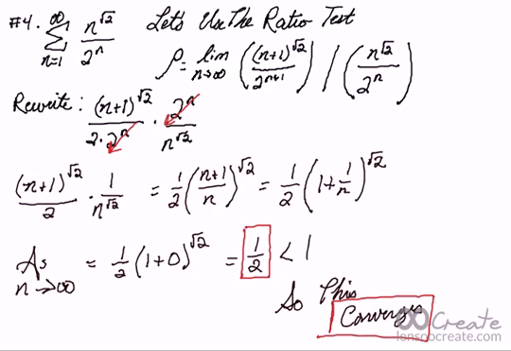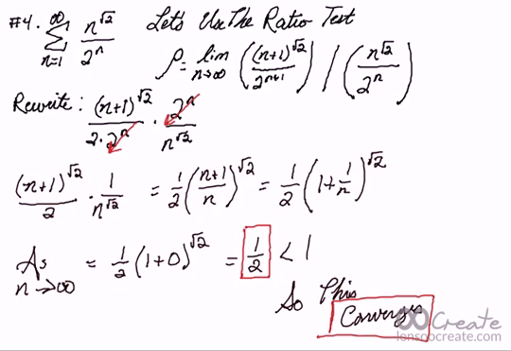Here we just simplify the n over n and then the plus 1 over n. So the n's cancel and give you 1. And then as n goes to infinity, 1 over infinity we know goes to 0. So it's just going to be 1/2 times (1 plus 0) raised to the square root of 2. And 1 raised to the square root of 2 is simply 1. So 1/2 times 1 is equal to 1/2.